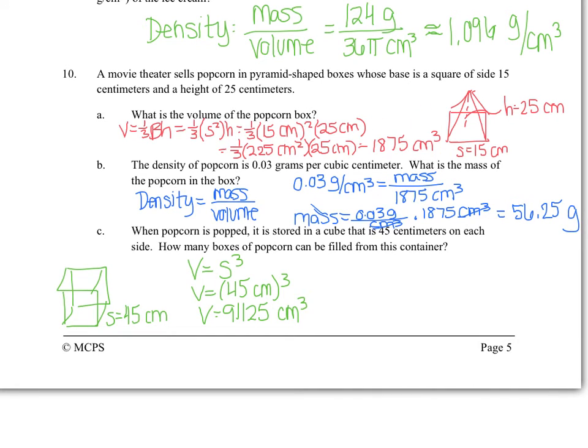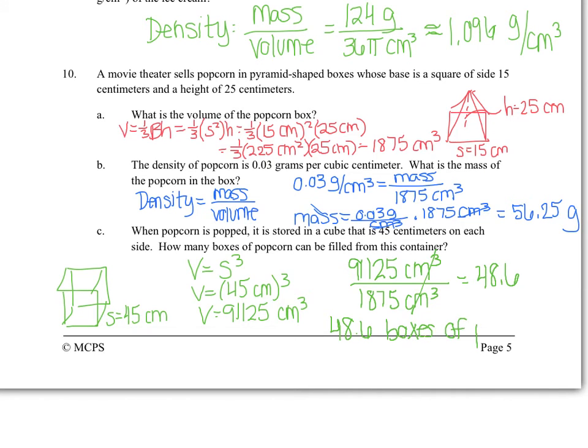I want to know how many boxes of popcorn can be filled from this. So I need to take my volume of my popcorn box, and I'm going to take 91,125 centimeters cubed and divide it by 1,875 centimeters cubed, because that's how much one box holds. These cancel out, and it divides into 48.6. So we know that 48.6 boxes of popcorn can be filled. Really, 48 full containers can be filled, but 48.6 is an appropriate answer for this problem.